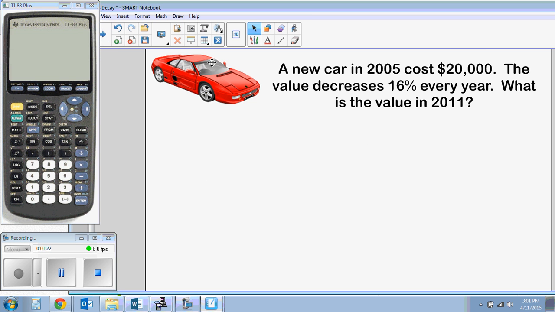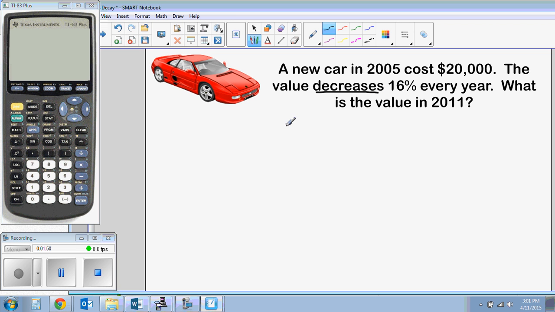So our first problem says that a new car in 2005 cost $20,000. The value decreases 16% each year, and we want to find the value in 2011. So the first thing I see is this word decrease. That's how I know I'm going to use exponential decay. And I know this because words like decrease, loses, depreciation, those all mean exponential decay.